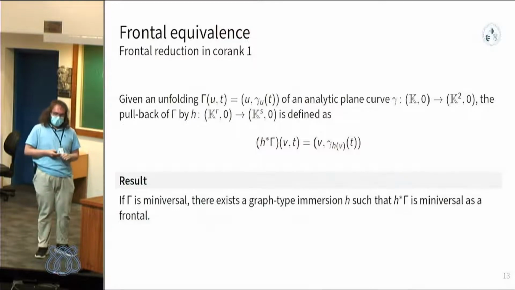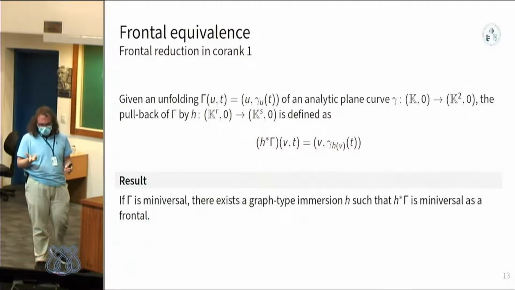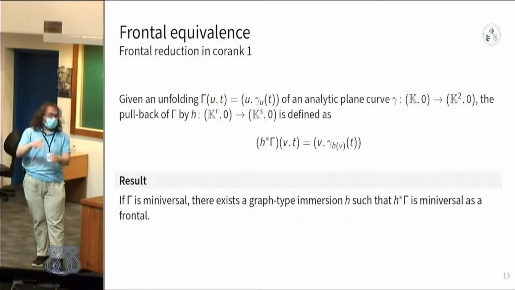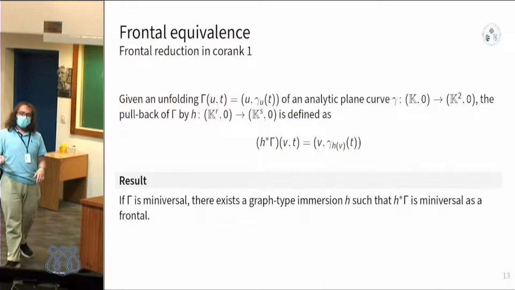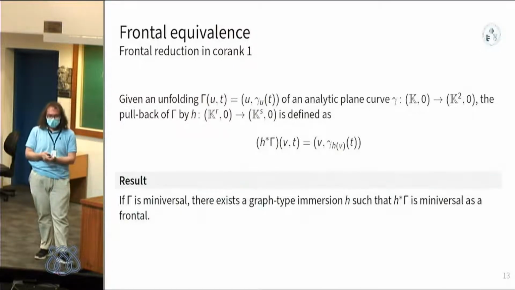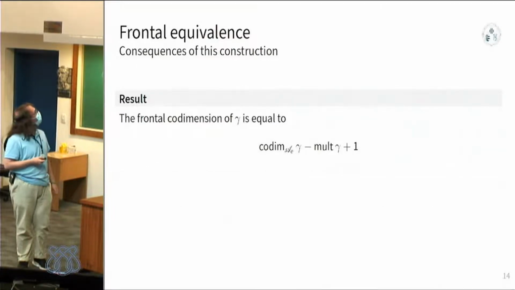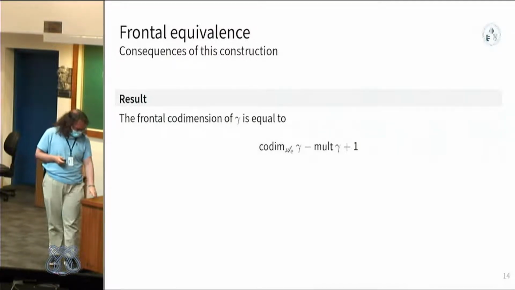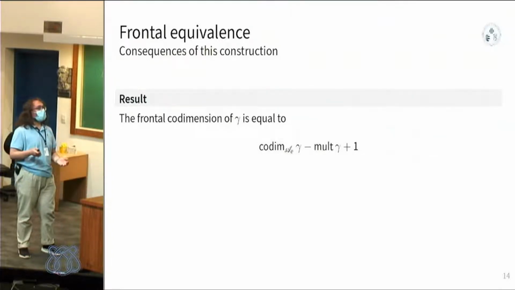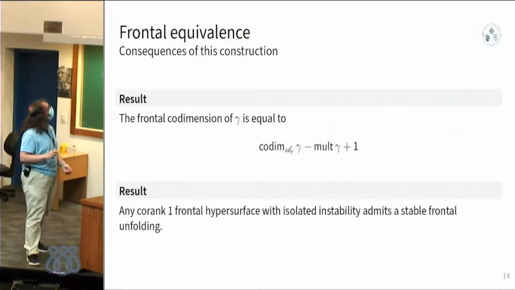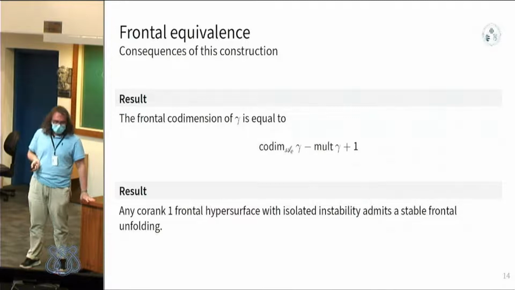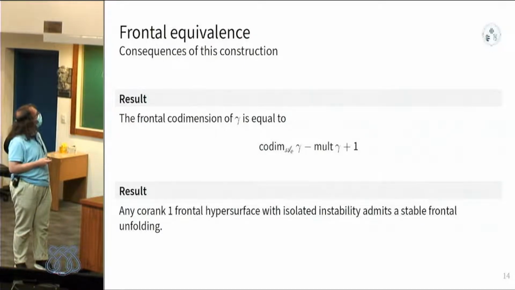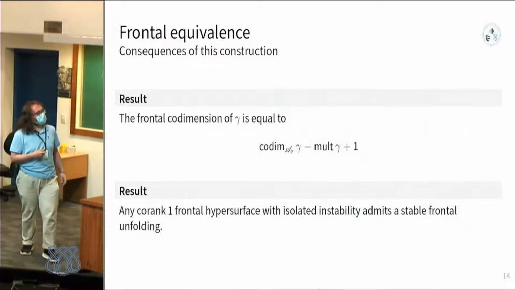This is this alteration, this twisting of the parameters. If the parameters h can be given as a graph of a certain map, and in particular, this certain graph verifies that the induced map is miniversal as a frontal. This also gives us a formula to compute the frontal codimension of an analytic plane curve, which fundamentally uses the Puiseux parameterization, which can be found in De Jong and Pfister or in Wall's book. And any corank 1 frontal hypersurface admits a stable frontal unfolding, as long as this has an isolated instability. This is simply so that the curve we're taking is not degenerate.